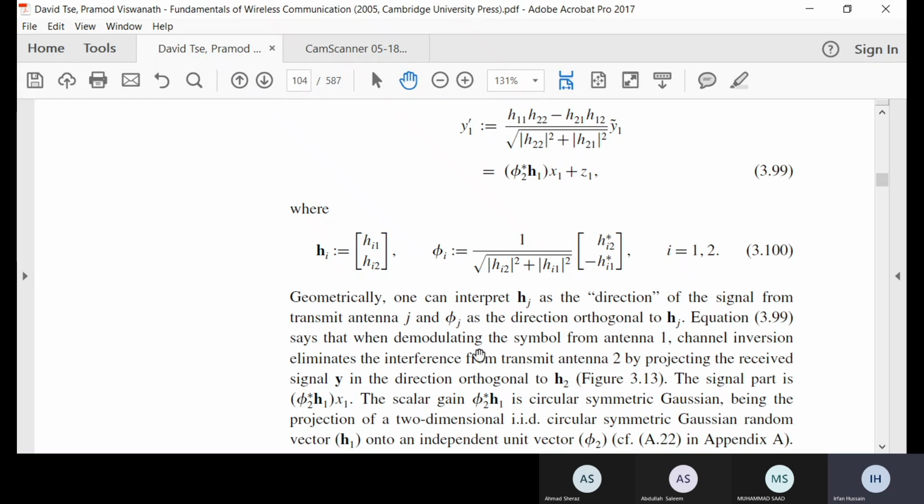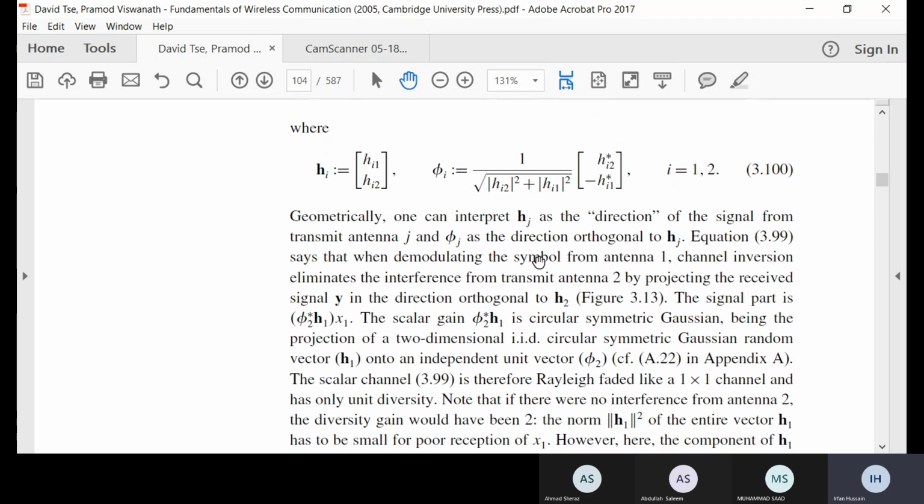So 3.9 says that when demodulating the symbol from antenna 1, channel inversion eliminates the interference from antenna 2 by projecting the received signal in the direction orthogonal to h2. So I want to get x1. Okay, I will project my signal onto phi 2, because phi 2 is orthogonal to h2. So I will eliminate h2, and I will just get whatever signal was sent for x1. The signal part is this thing, all right, and the signal gain, again you can see the scalar gain.